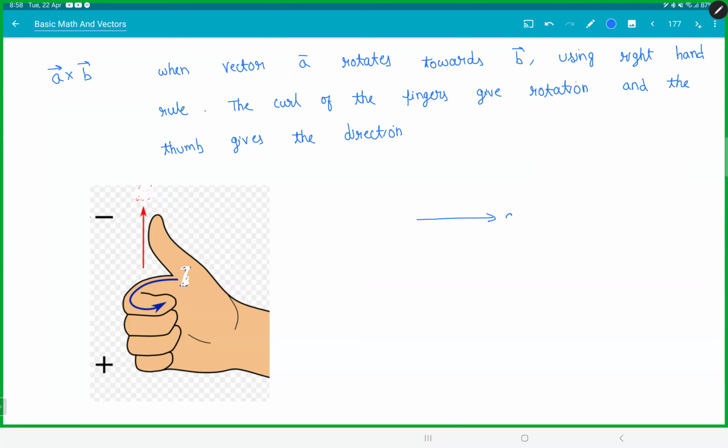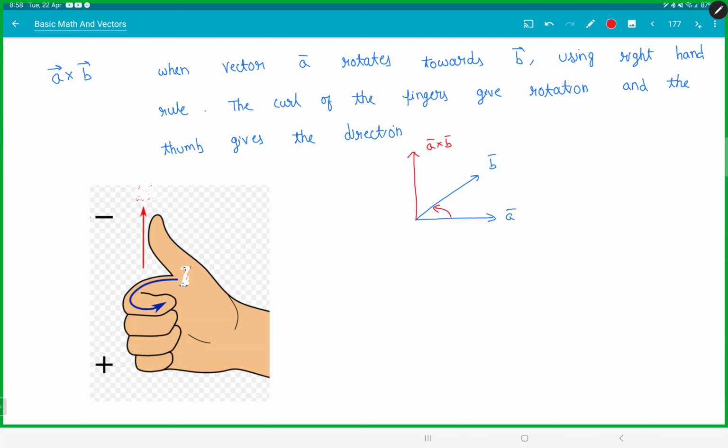Suppose this is A bar and this is B bar. When you rotate A bar towards B bar, like this, the thumb will point outward. So this will be A cross B. A simple way to understand this, take a screw. For example, if I take this bottle cap, if you're looking into my screen, think of it like this.